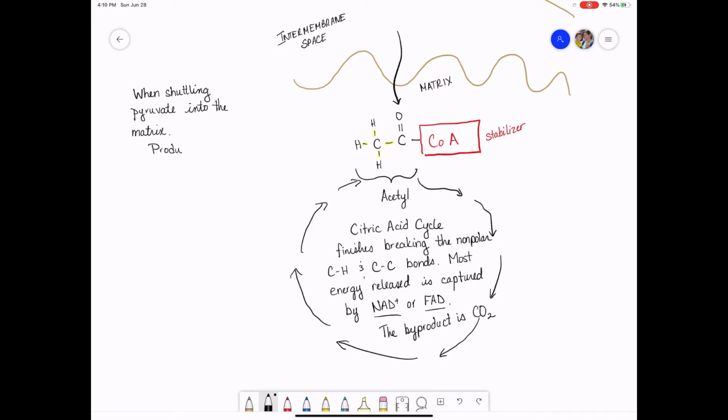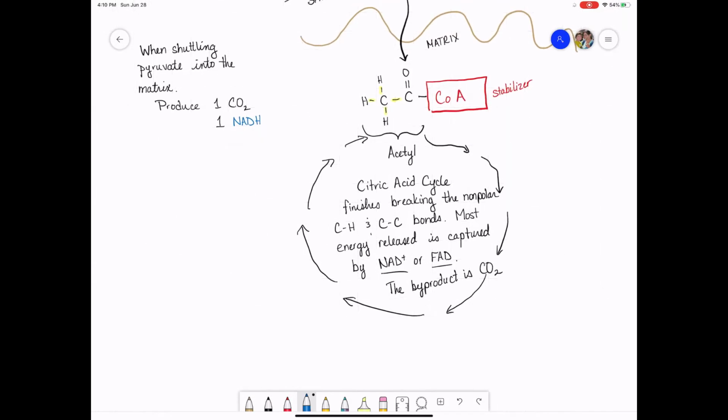So let's go back up to that shuttling step. Remember that when you shuttle pyruvate into the matrix, pyruvate is going to shed a carbon as CO2, and it's going to transfer hydrogen to become NADH. So what are you going to get out of the citric acid cycle proper? You're welcome to Google an image of the citric acid cycle and confirm this for yourselves, or you can just believe me. But here is the yield from one turn of this cycle.